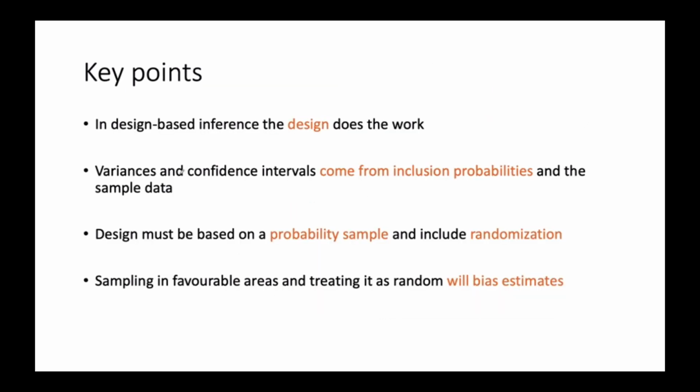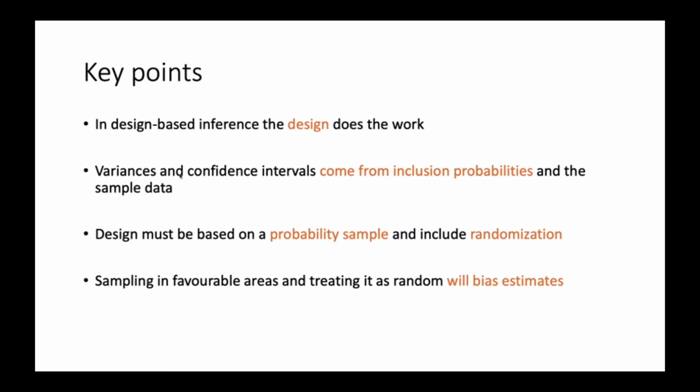So to summarize, in design-based inference, it's the design that does most of the work. The calculations of variances and confidence intervals around the estimates come from inclusion probabilities, as well as sample data. They can't be calculated without these inclusion probabilities. That means that the design has to come from a probability sample and include some elements of randomization. Inclusion probabilities, remember, are the probability of including each potential sampling unit in the survey, including the ones that you didn't end up choosing. A probability sample is a sample where the inclusion probabilities are known beforehand and used to draw the sample. Finally, randomization means setting up inclusion probabilities and then choosing sites according to those probabilities.